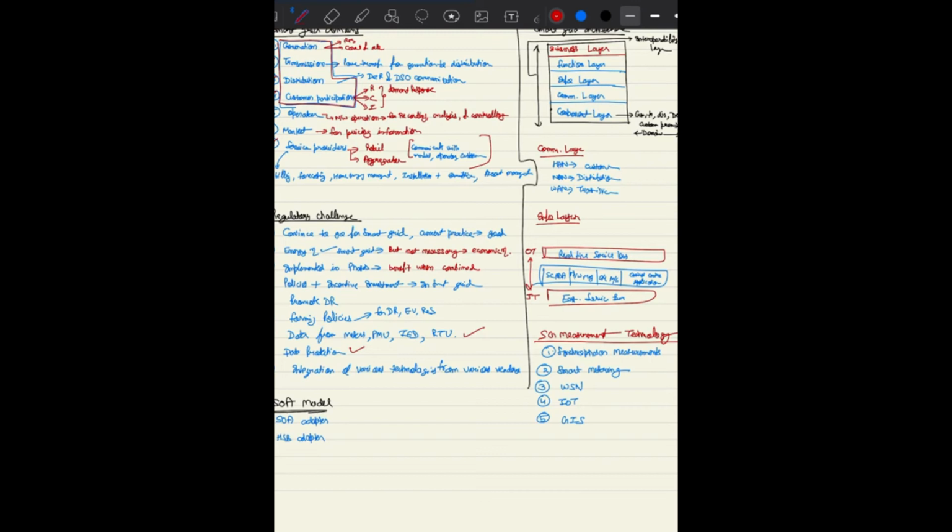Also, many utilities have started individual activities at different levels. Several smart grid pilot projects are also funded by the Ministry of Power. One such pilot project is at one of the IITs, that is IIT Kanpur.